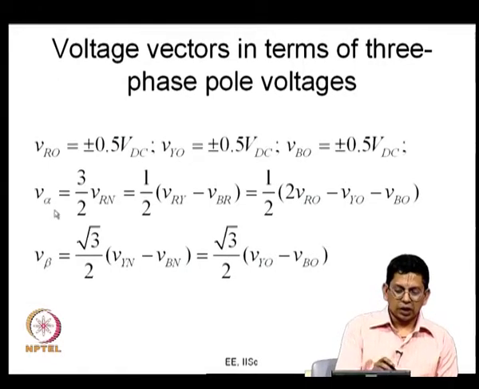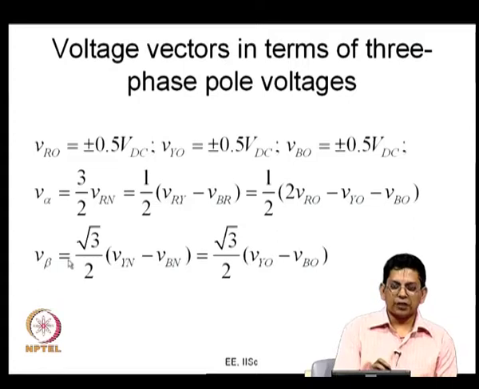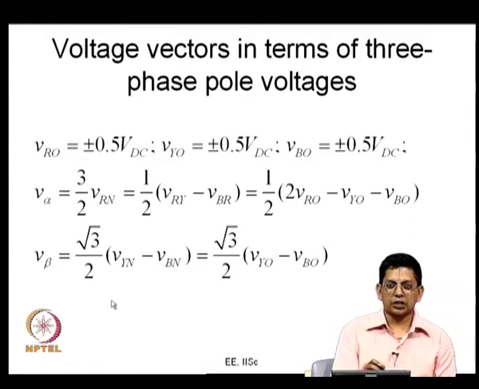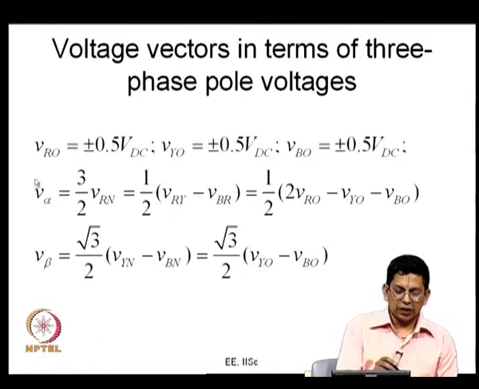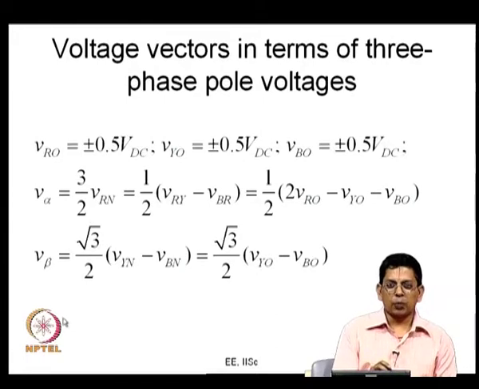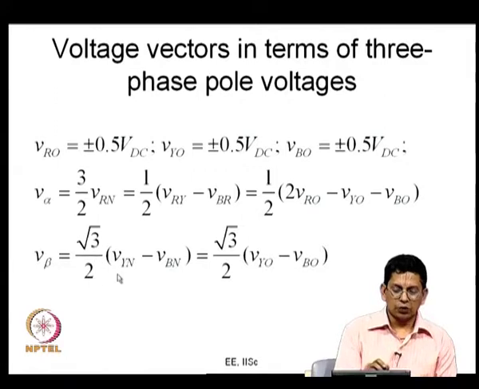And corresponding to that, we have defined the space vector V alpha and V beta. In the last 2-3 lectures we have been discussing this. So, V alpha is equal to 3 by 2 times VRN. I have pointed out to you that this is VRN, the phase to neutral voltage applied on the load. This is not VRO, not the R phase voltage measured with respect to the DC midpoint, but the R phase voltage measured with respect to the load neutral N. In the same way, V beta is root 3 by 2 times VYN minus VBN. This is the space vector transformation.